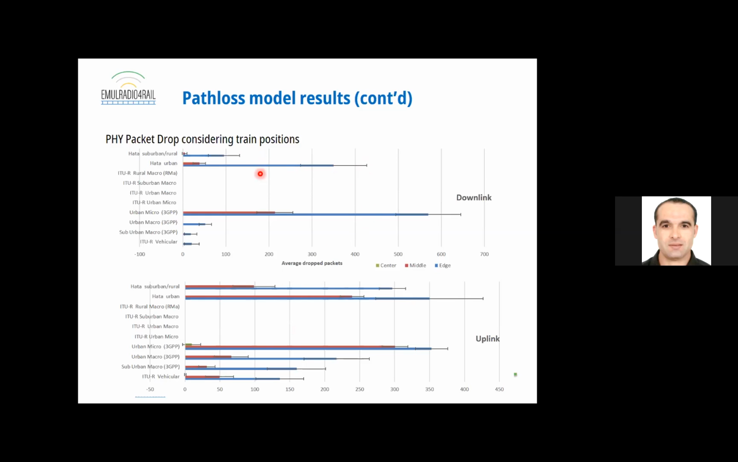results at downlink show that the packet loss occurs mainly at the edge of the cell, here in blue, and only for the urban micro 3GPP is the packet loss at the middle of the cell, here in red, quite significant. And for the uplink, the main packet drops are significant at the edge of the cell and at the middle of the cell, here in blue and in red.